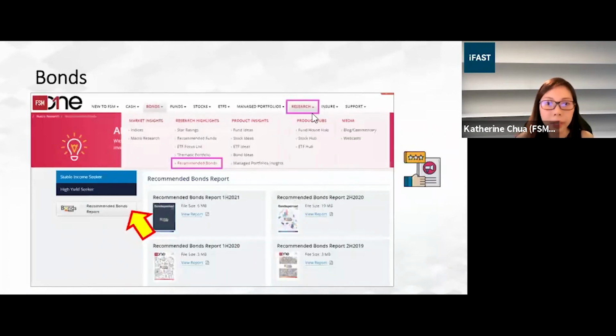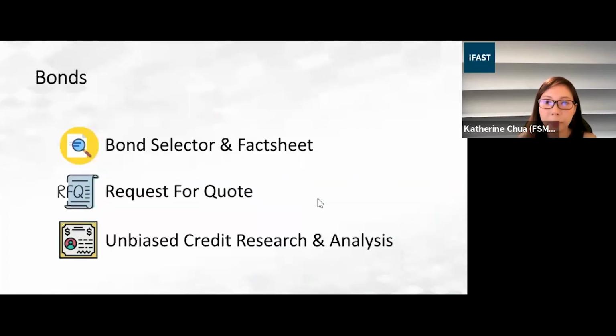This is where you find more write-ups on these companies. You can go to under research, under recommended bonds, and under the report here, you will be able to download a PDF. I do think that we cover quite a good number of bonds, over 50 issuers, and it's published every half a year. To have a quick idea of what a company does, or why you should consider such a bond and its credit profile, you can go in to have a look at more of the information. Because we are also a DIY platform, there's also the same bond selector, and also the fact sheet where you can look at all the information.